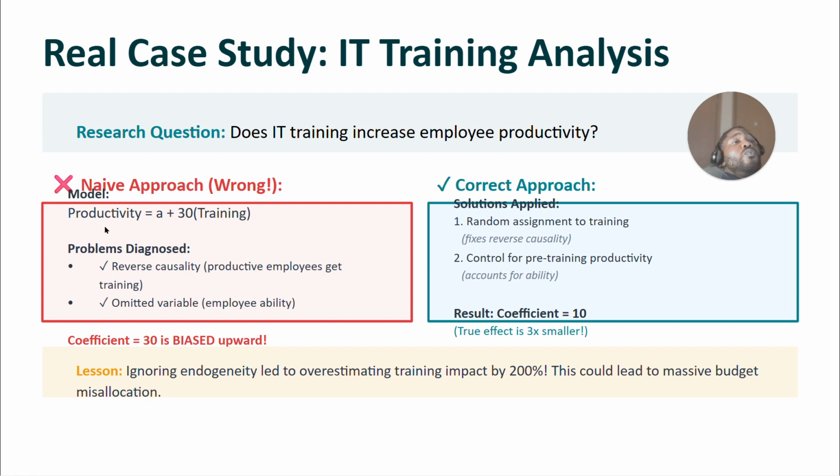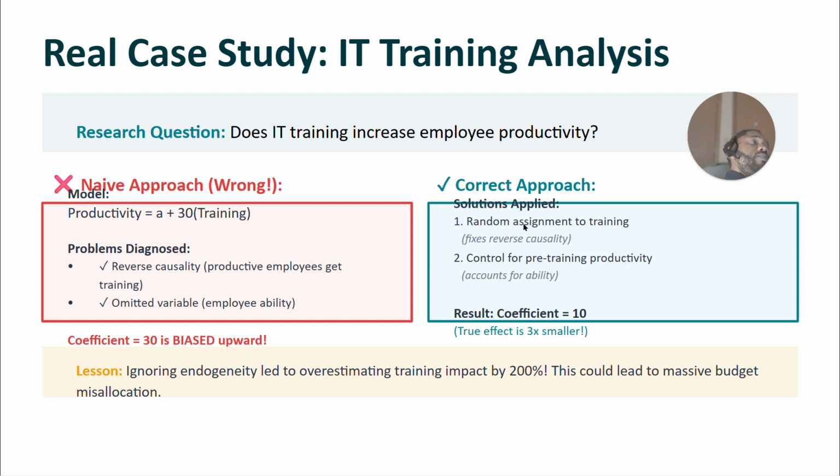We also have an issue of omitted variable, because employee ability can lead to training. Employees who are smart and have the ability are productive, and employees who have the ability get to training. So you see that employee ability can cause both. So we are missing that: it is a z, an omitted variable.